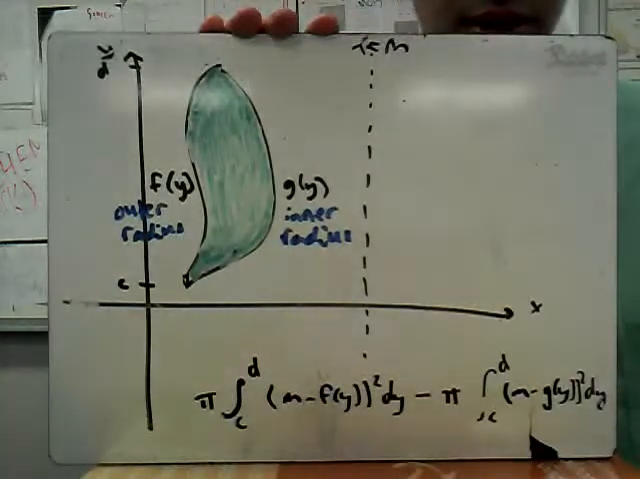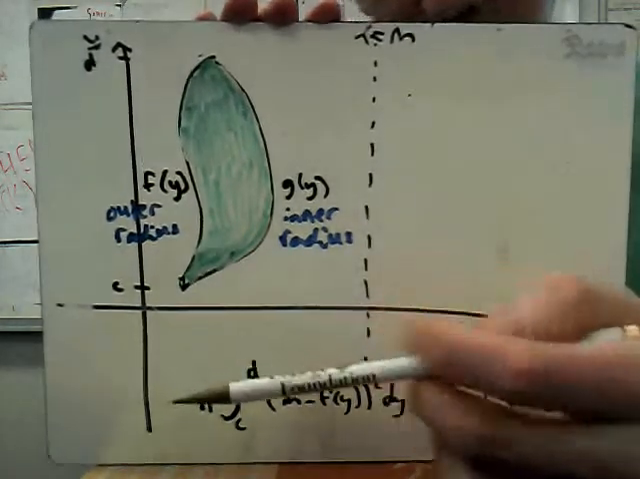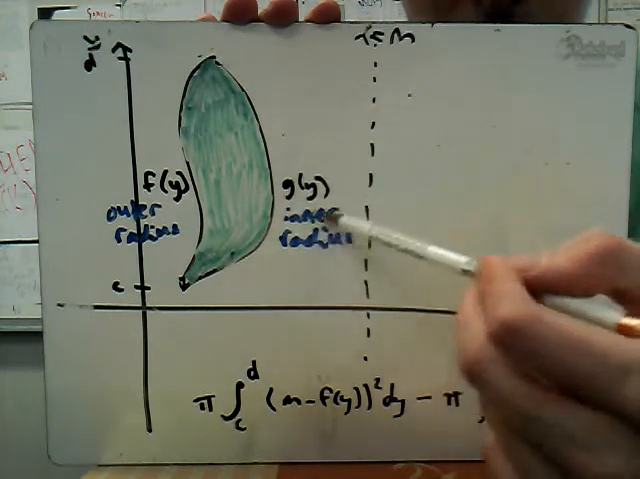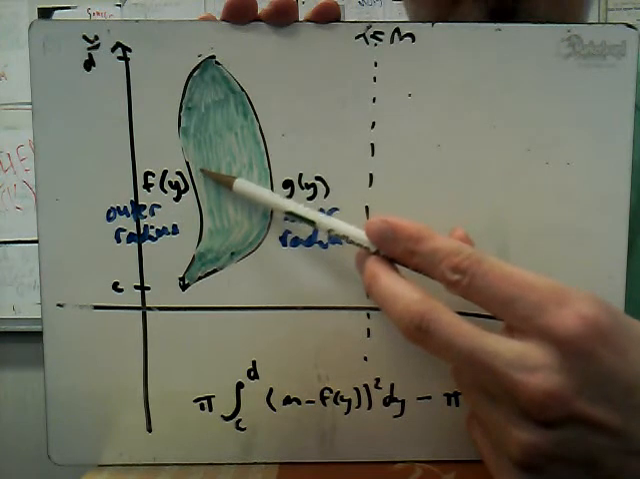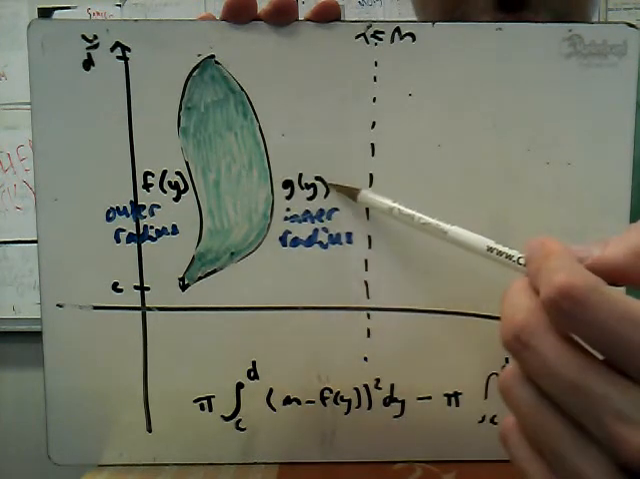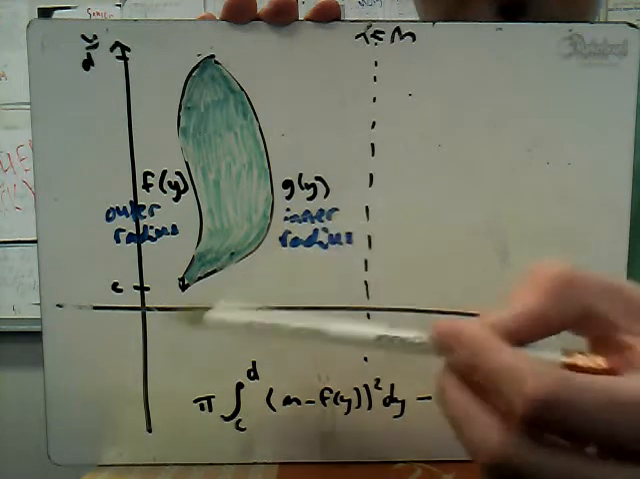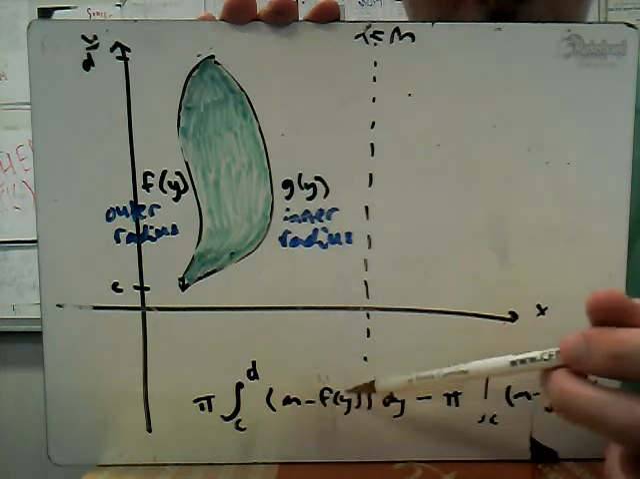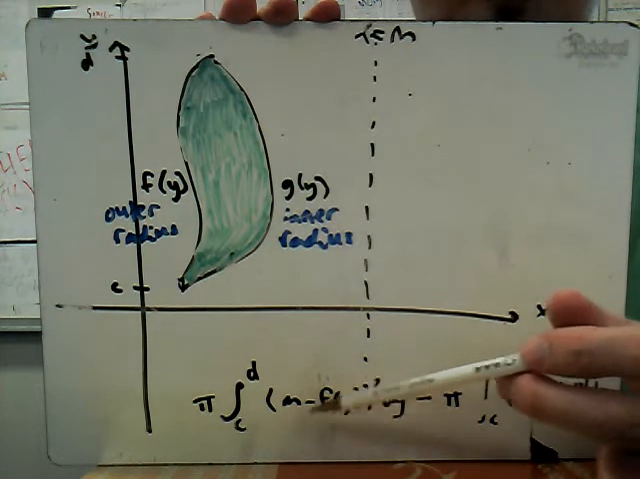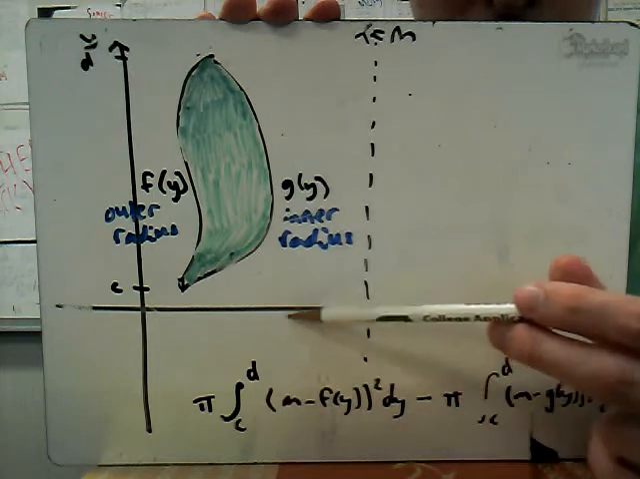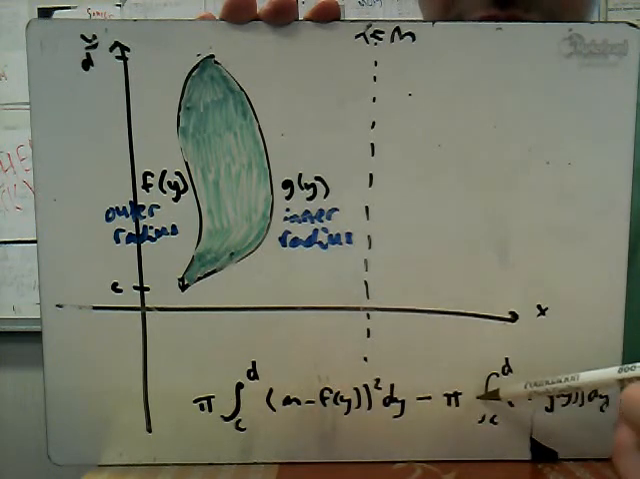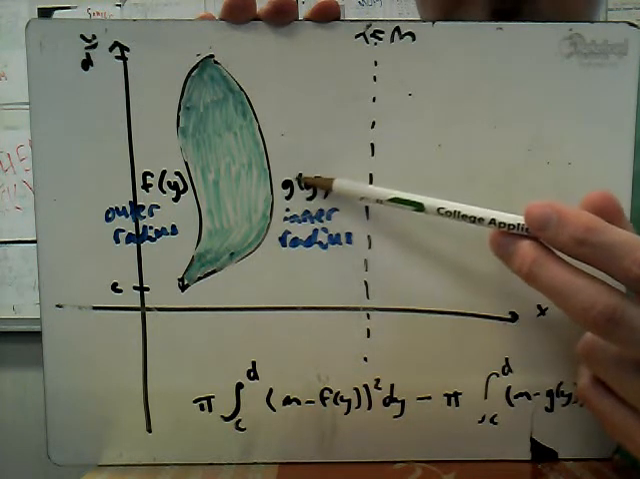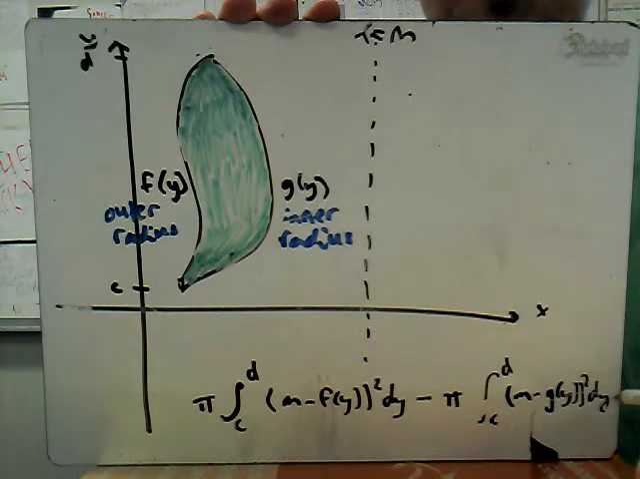And our final case is, what happens if the line is to the right of the two functions? In this case, x equals m is our vertical line that we're rotating around. F of y is our outer radius because it's farthest away from that line. G of y is the inner radius because it's closest to the line. The line is on top because it's farther along the x-axis, so we get m minus f of y, outer radius, squared. We're going to integrate from c to d times pi, and then we do pi times the integral from c to d of m minus g of y squared, g of y being the inner radius. That's the volume we're taking out.